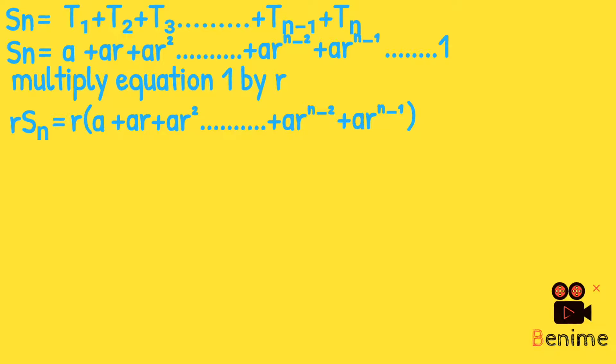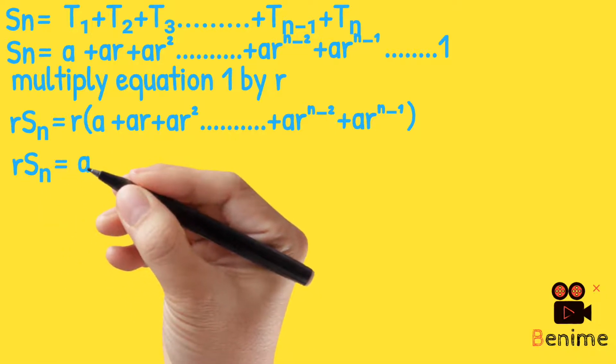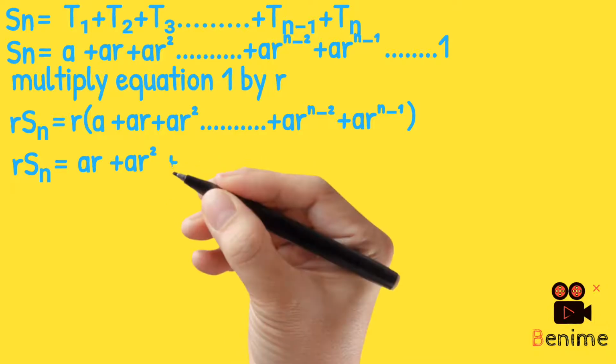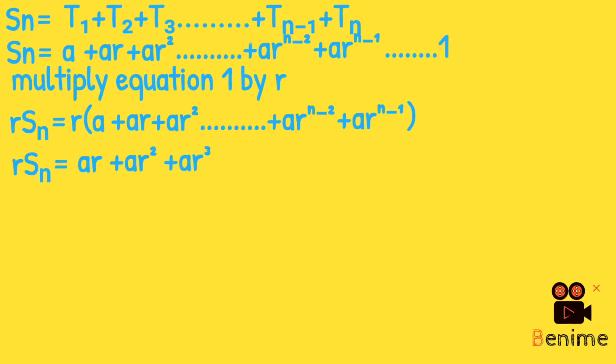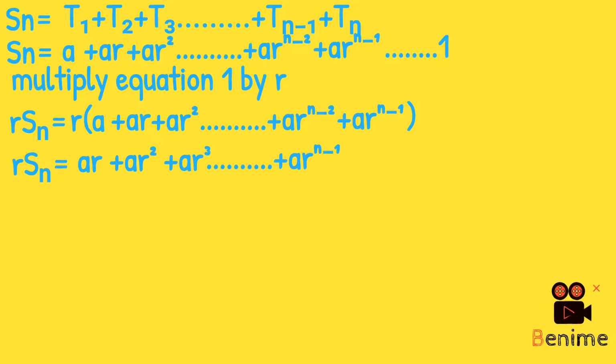So this r that is outside the bracket, I will use it to open the bracket. The first term in the bracket is a times r, that is outside, will give you ar. The next term is ar times r will give you ar raised to the power of 2. The next term is ar raised to the power of 2. Ar raised to the power of 2 times r will give you ar raised to the power of 3. And so on until that ar raised to the power of n minus 2. When you multiply it by r, you get ar raised to the power of n minus 1. Then the ar raised to the power of n minus 1 inside the bracket, multiply by r, you get ar raised to the power of n.